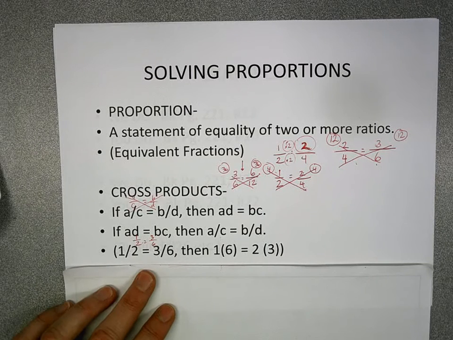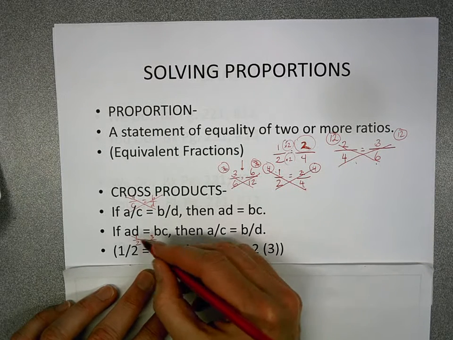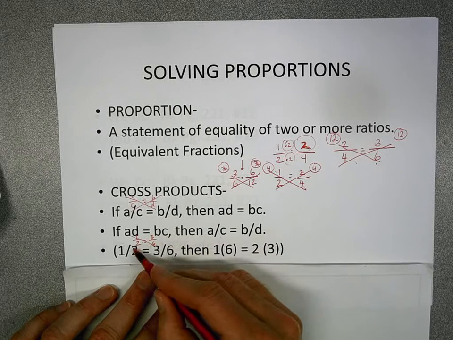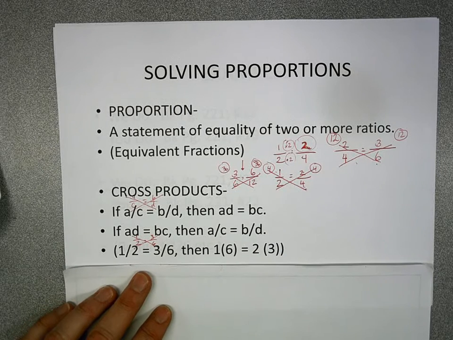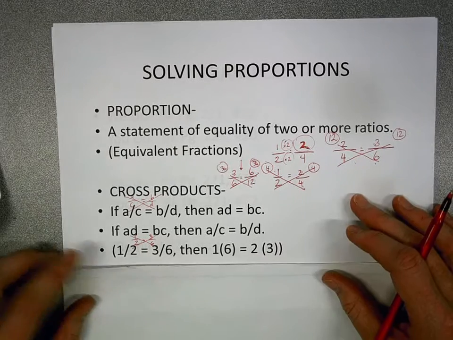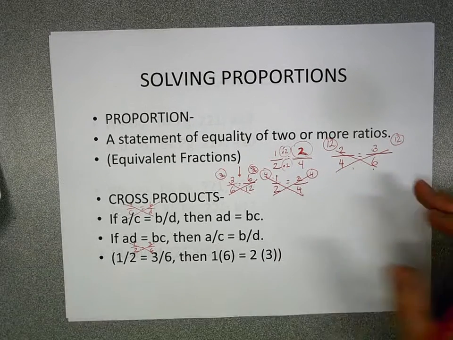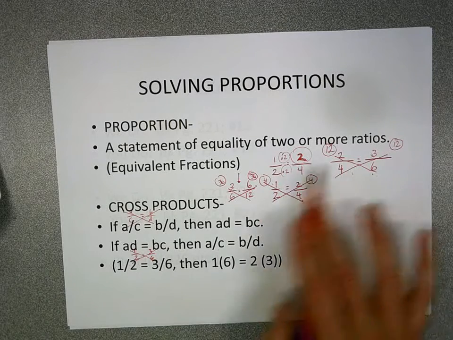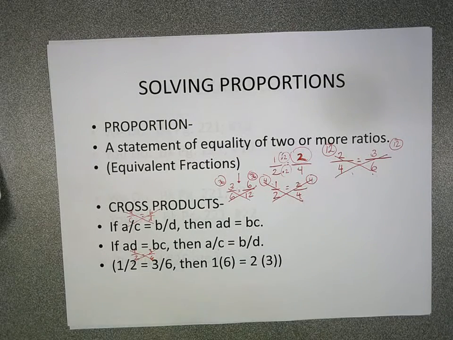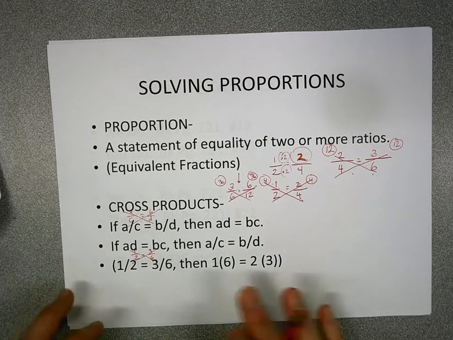If 1/2 equals 3/6, then 1 times 6 would be equal to 2 times 3. Any questions on this, especially the whole idea of cross products and how they're equal to each other?